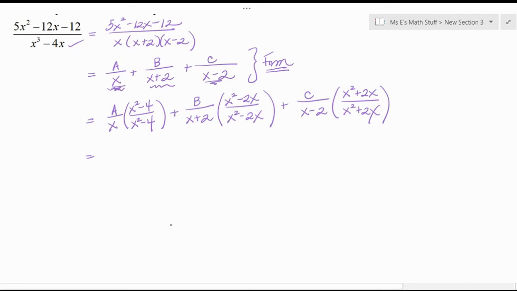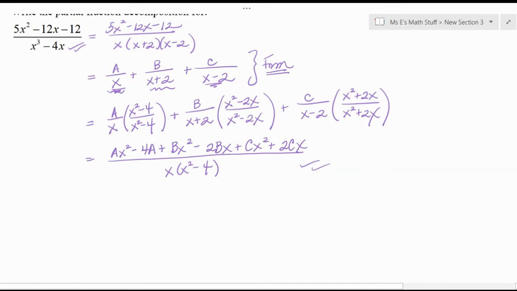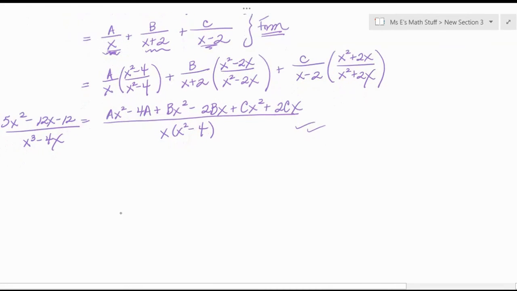Okay, let's see, multiplying stuff in, we'd have ax squared minus 4a plus bx squared minus 2bx plus cx squared plus 2cx. And that would all be over x times x squared minus 4, or whatever version you want to put, as long as you can see that you did get the denominator to match the original denominator there. I'm going to bring the original fraction down. There we go. So denominator battle is won. Now let's focus on making the numerators equal each other. So 5x squared minus 12x minus 12 would have to equal.